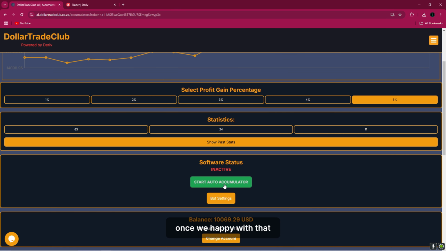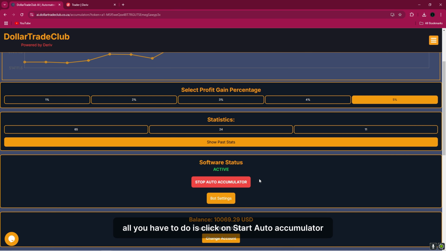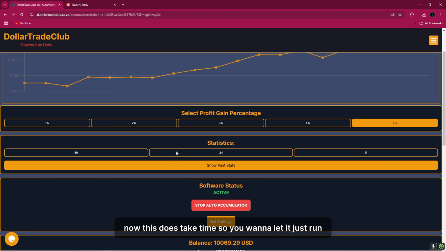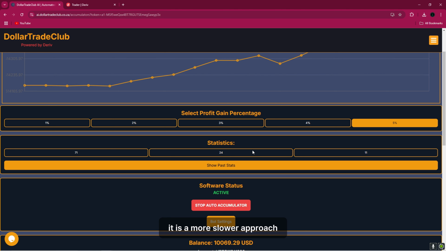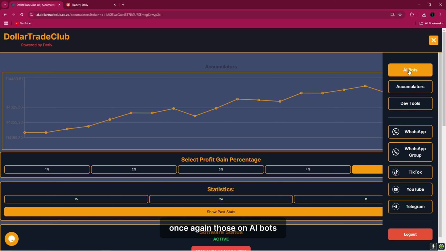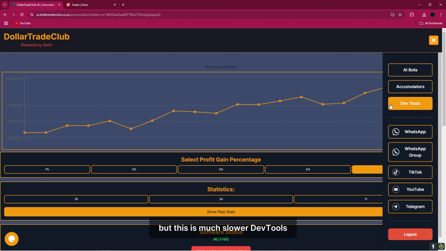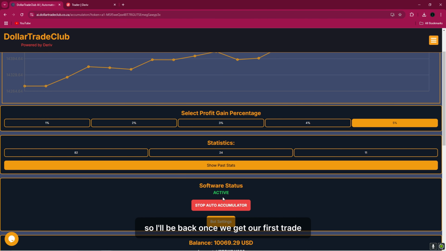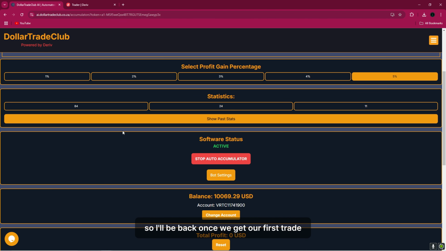Once we're happy with that, all you have to do is click on start auto accumulator and let that run. Now this does take time, so you want to let it just run. It is a slower approach, but if you want the fast-paced bots, once again, those are on AI bots, but this is much slower. Dev tools, that's just for our developers. Alright, so I'll be back once we get our first trade, and then we can have a look there.